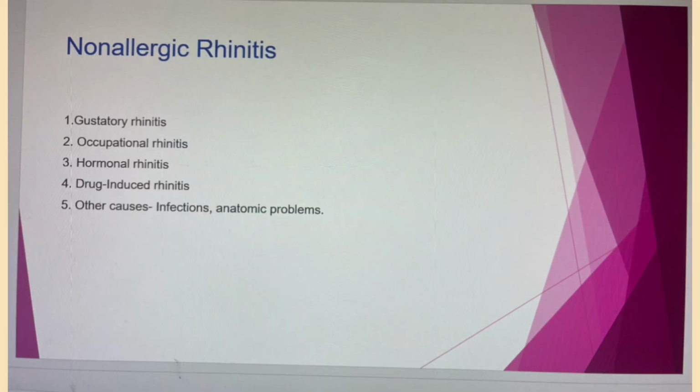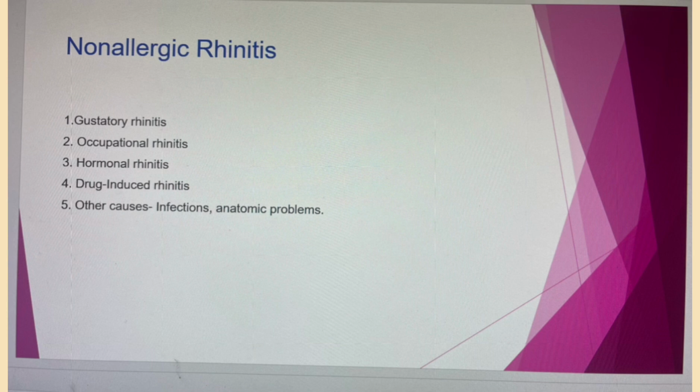A word about non-allergic rhinitis. Number 1, gustatory rhinitis, due to the cholinergic reflex triggered by drinking alcohol or from eating, in diseases like GERD. Number 2, occupational rhinitis, due to airborne substances like chemicals or dust in the workplace. It's good to know that when it happens in a workplace, it's not classified as allergic rhinitis.